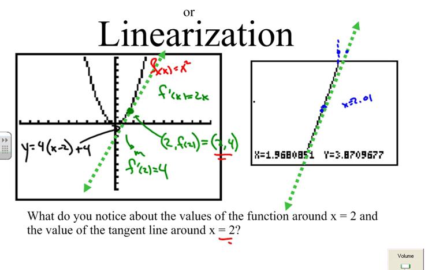If you go 2.11 or 2.01 or 1.9, there's very little difference between the value of that tangent line and the value of the function. And that's what's known as the linear approximation method. And in our next slide, we're going to try this out.